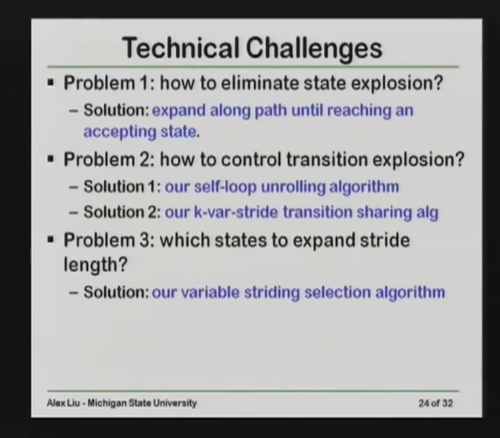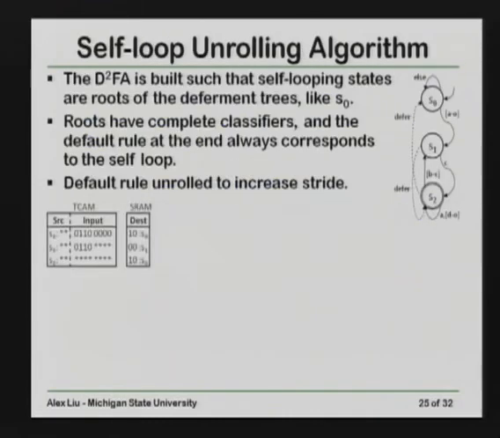Second is how to control the transition explosion. The number of transitions is huge, so we have two algorithms. One is the self-loop unrolling algorithm. The other is the k-variable stride transition sharing algorithm. The third problem is which state to expand. Actually we can expand any states to have multiple strides, and so we have a variable striding selection algorithm.